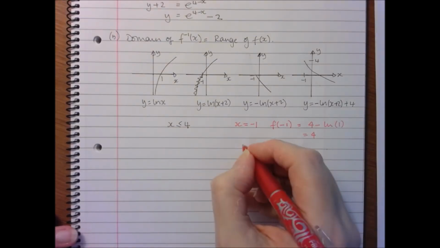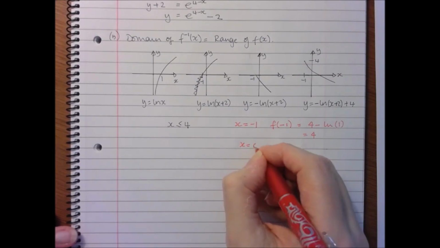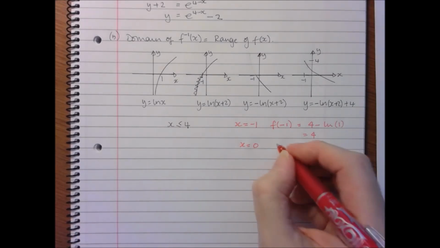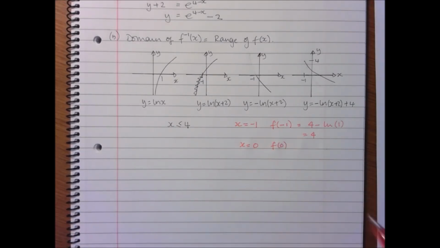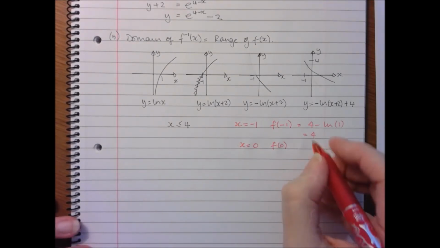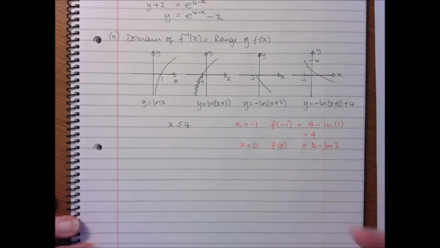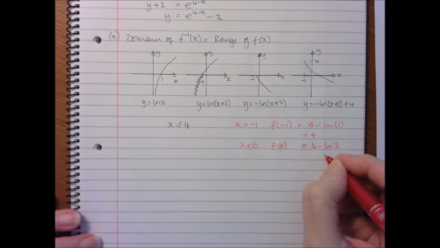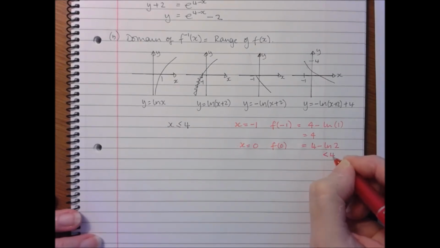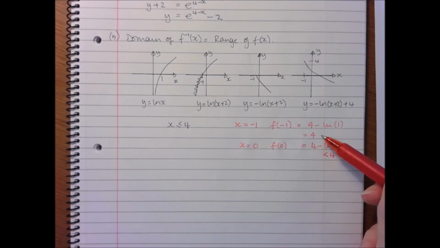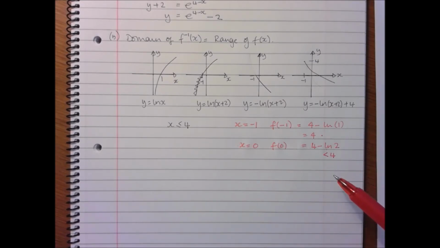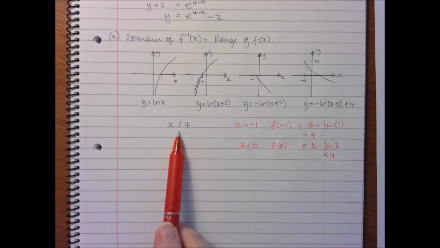So let's consider x equals 0, because 0 is bigger than minus 1, and work out f of 0. Now f of 0 is going to be 4 minus log 2, and 4 minus log 2 is less than 4, therefore 4 must be our maximum value, so our range would be y is less than or equal to 4, therefore our domain would be x is less than or equal to 4 as well.